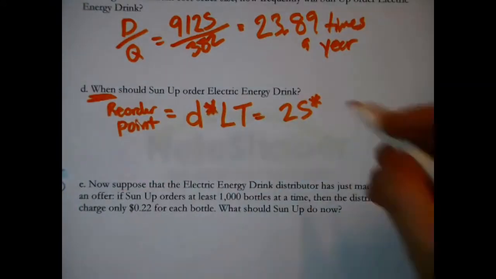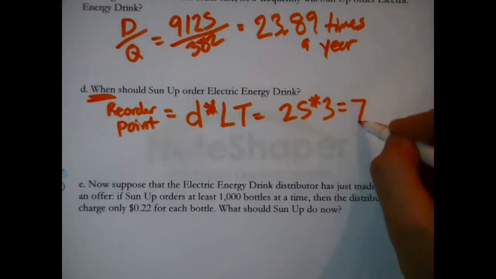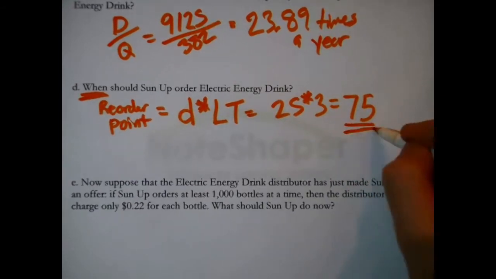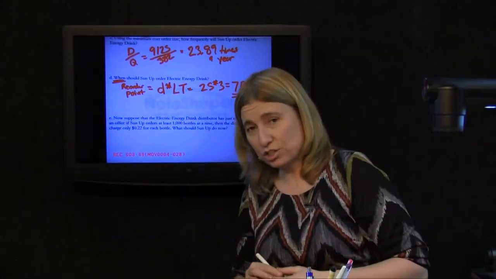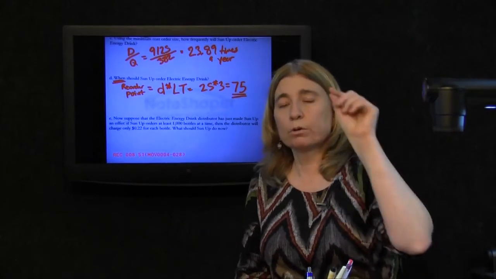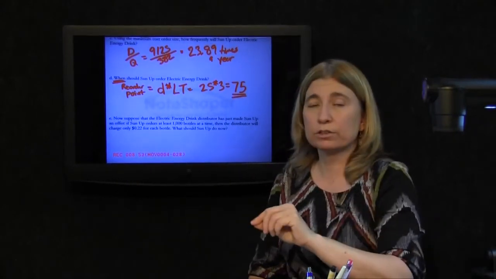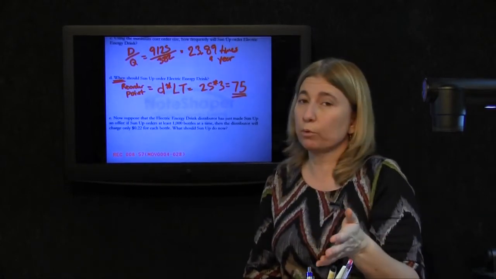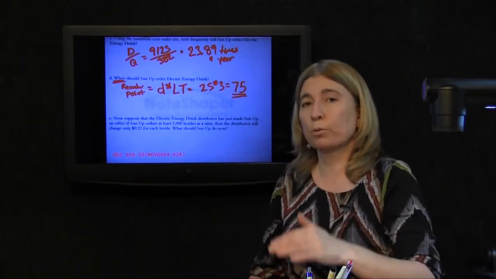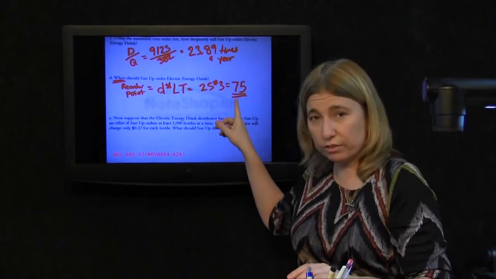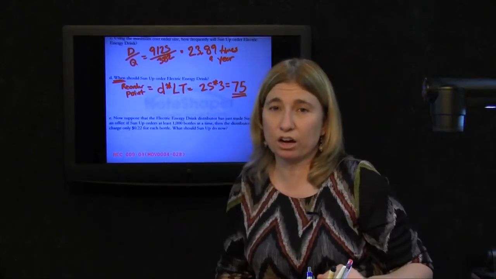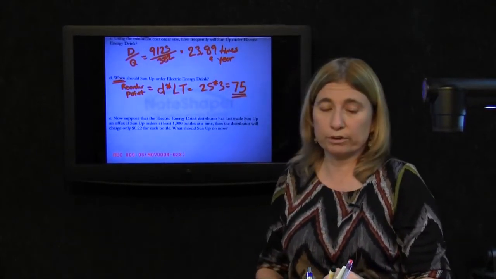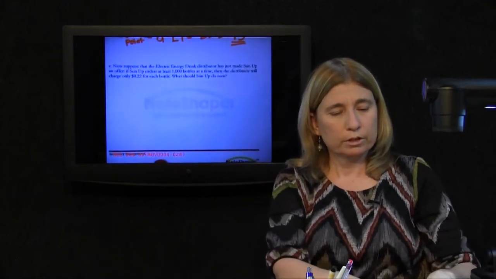So if you say 25 times 3, you get 75. That is the answer. Their reorder point should be 75 bottles, or to answer more formally, when should SunUp order? SunUp should order when they're down to their last 75 bottles in stock. That's the reorder point. Okay. Last question.